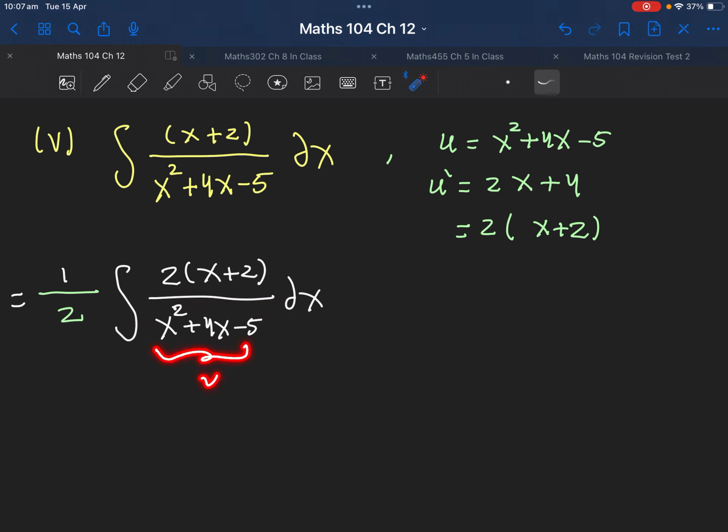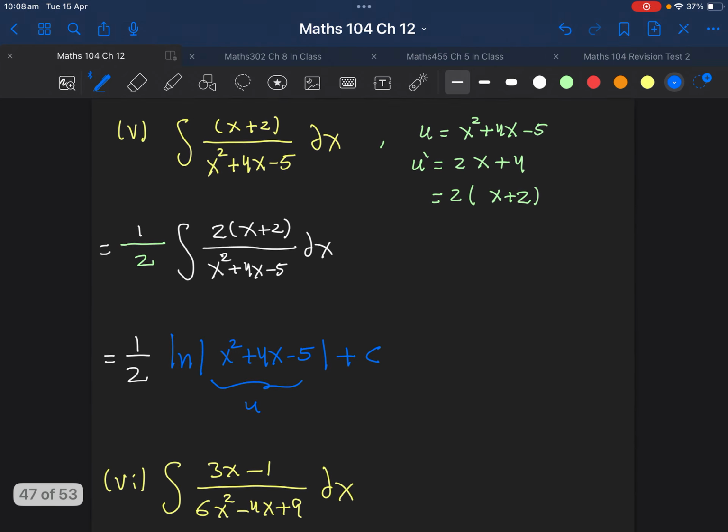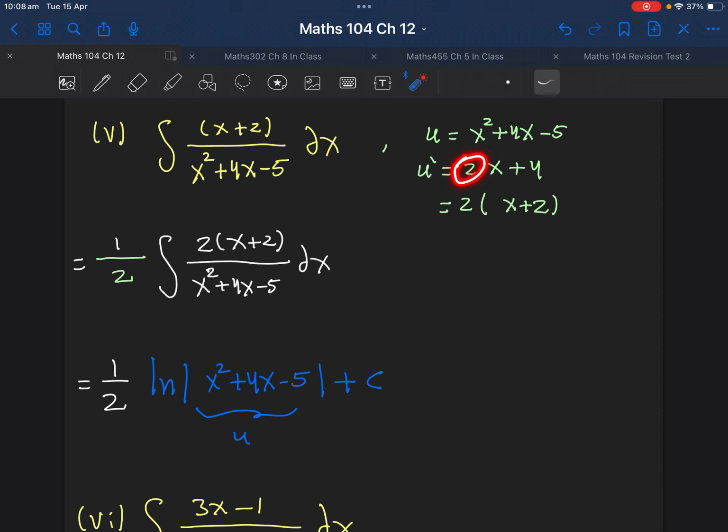It is the same. And now I'm in the best situation. I have u, and here I have u prime. If you have u prime over u, the integral will be just ln u. That's the shortcut we mentioned a little bit before. So the answer will be just ln of whatever u is. Now what is u? U is x squared plus 4x minus 5. And that's the answer. So the only trick here is I took 2 as a common factor, so you get 2 times the bracket. So you need 2 and you need to divide by 2.